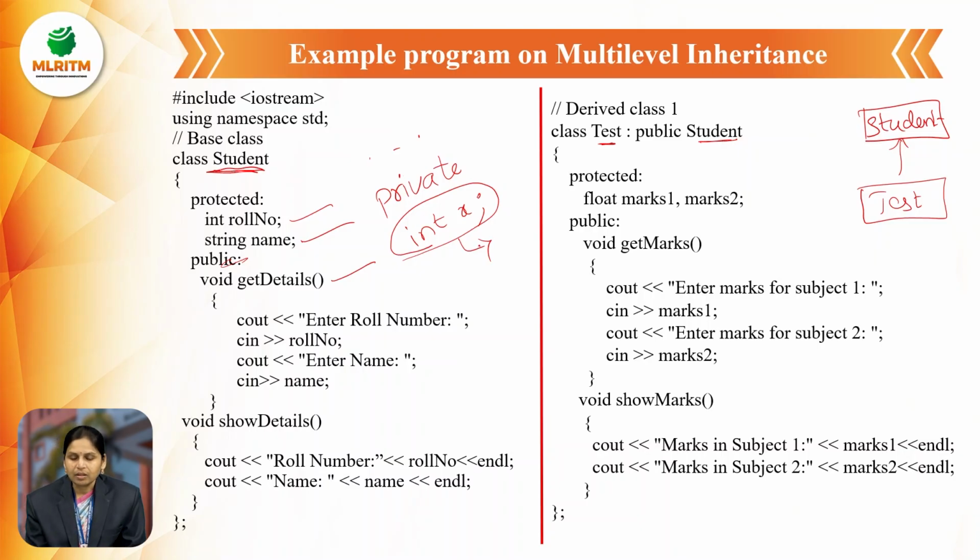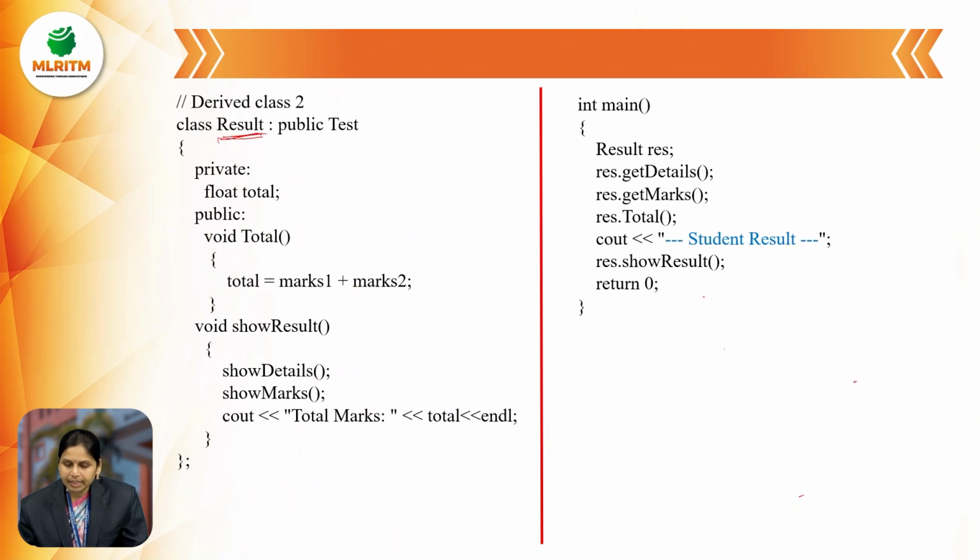So that's why we are not using private in these two examples. I declared only protected and public. Variables are declared as protected and methods are declared as public only. You can declare the variables as private also, but we cannot access them in the child classes. Next, here we declare one more child class, that is result.